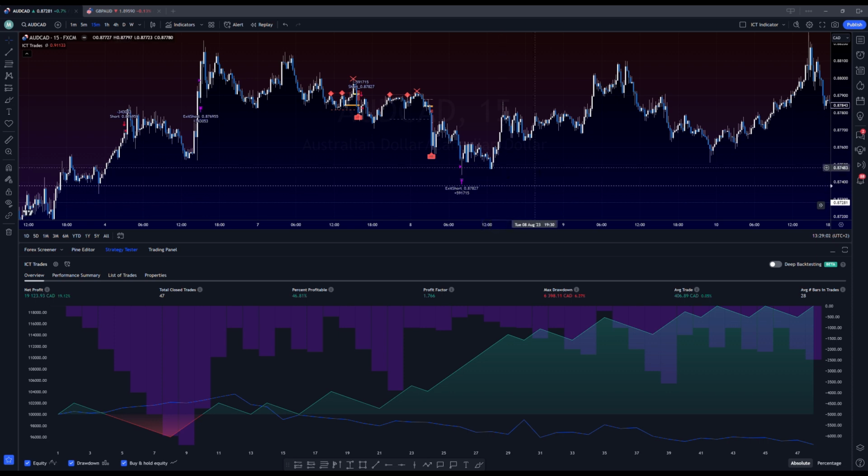So guys, that's all for this strategy. I'm very excited about this. You can, with only one click, backtest 20 years back all the trades on any asset or any time frame.